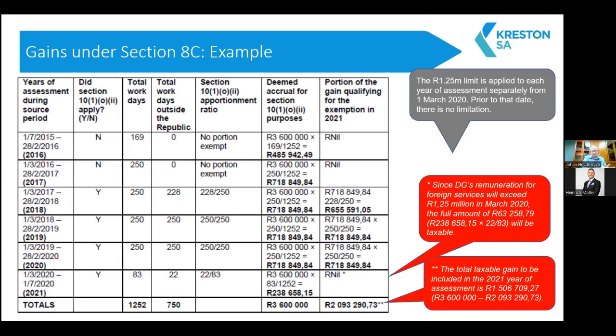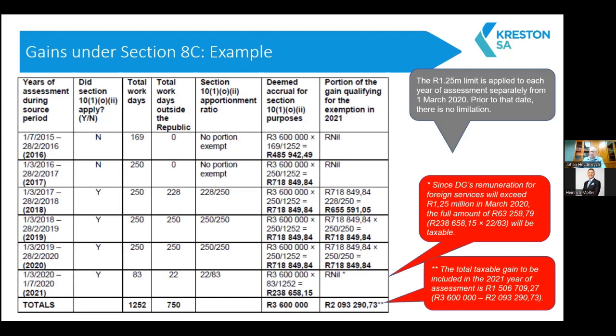Right. Now you've got to apportion it based on that. So you take the 3.6 million rand and then you apportion it. You say, okay, based on that, 169 divided by 1,252 and the like, of that 3.6 million rand. And remember, only for purposes of 10(1)(o). 485,000 rand is deemed to accrue in the 2016 year. 718,000 rand is deemed to accrue in the 2017 year. 718,000 rand in 2018, the same for 2019, the same for 2020, and 238,000 rand for the 2021 year.